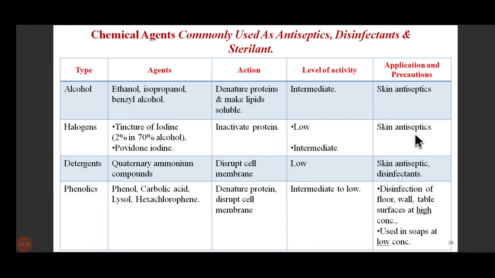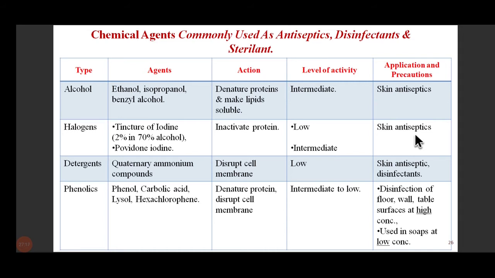Next, we move on to halogens, for which we have tincture of iodine, which is 2% iodine in 70% alcohol, and povidone iodine. Povidone iodine, you would be aware, is used as a common disinfectant before surgical procedures. It also acts by the same mechanism, inactivating proteins. Tincture of iodine has a low level of activity, whereas povidone iodine has an intermediate level of activity. They are again, as I already told you, used as skin antiseptics.